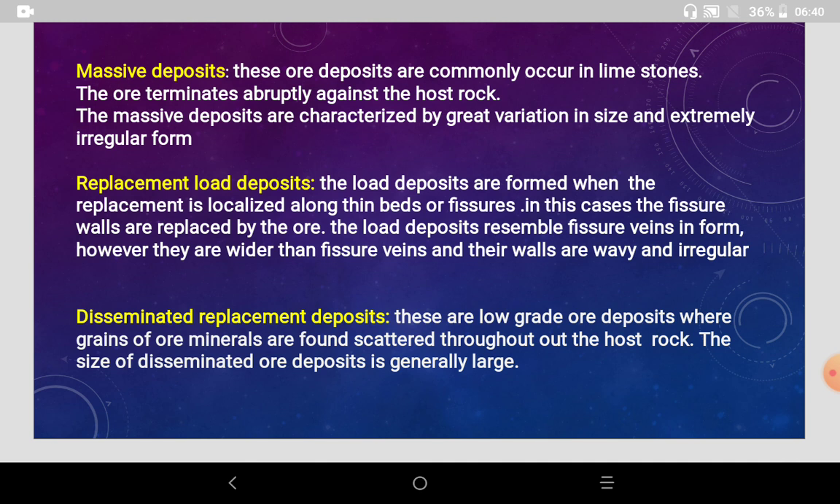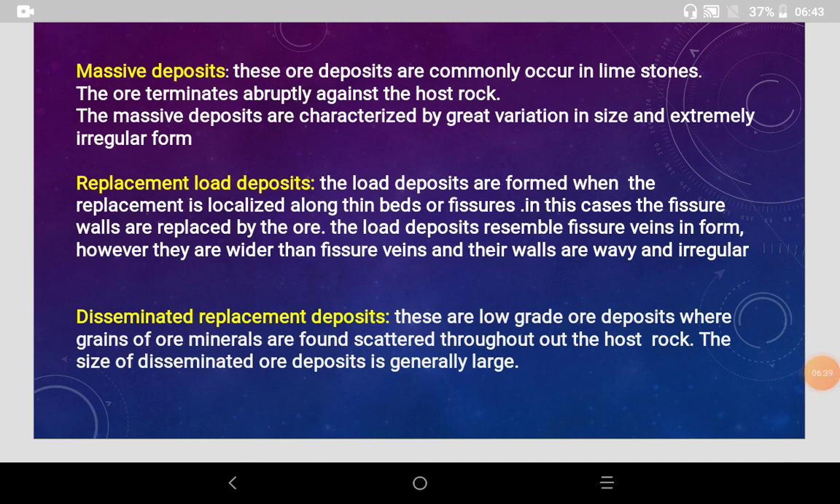The last type of replacement deposits is disseminated replacement deposits. What are disseminated replacement deposits? These are low grade ore deposits where grains of ore minerals are found scattered throughout the host rock. The size of disseminated ore deposits is generally large.